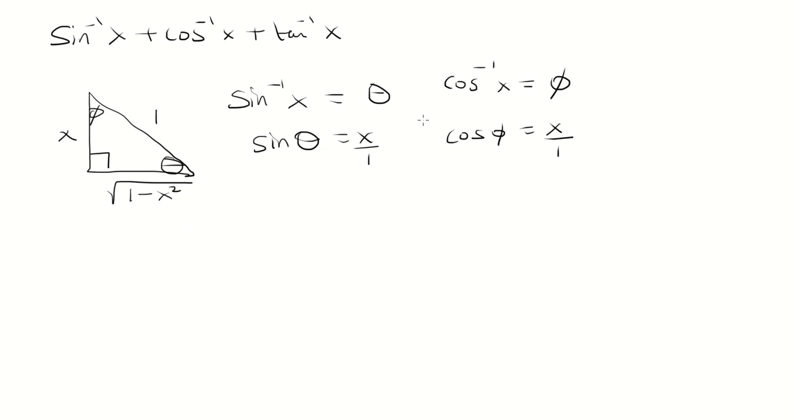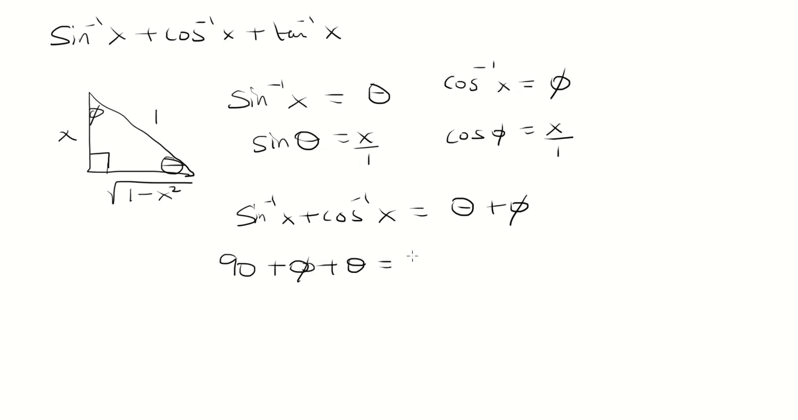So now, inverse sine of x plus inverse cosine of x is the same thing as theta plus phi. But if you look at this triangle, we know that this is a 90-degree angle. And if I add phi and theta, I get 90, which means that phi and theta add up to 90. But now for us, we want to work in radians. So 90 degrees is equal to pi over 2. So this is kind of a proof to say that inverse sine plus inverse cosine is equal to pi over 2.